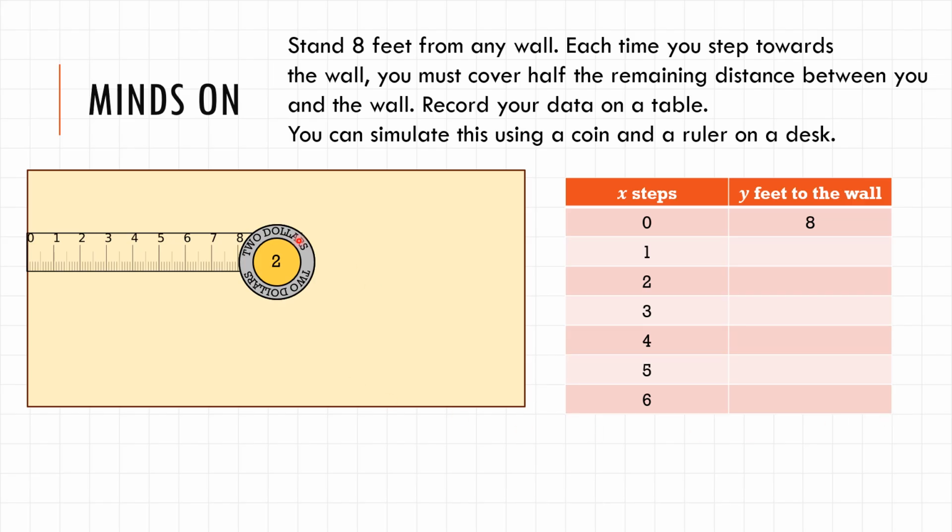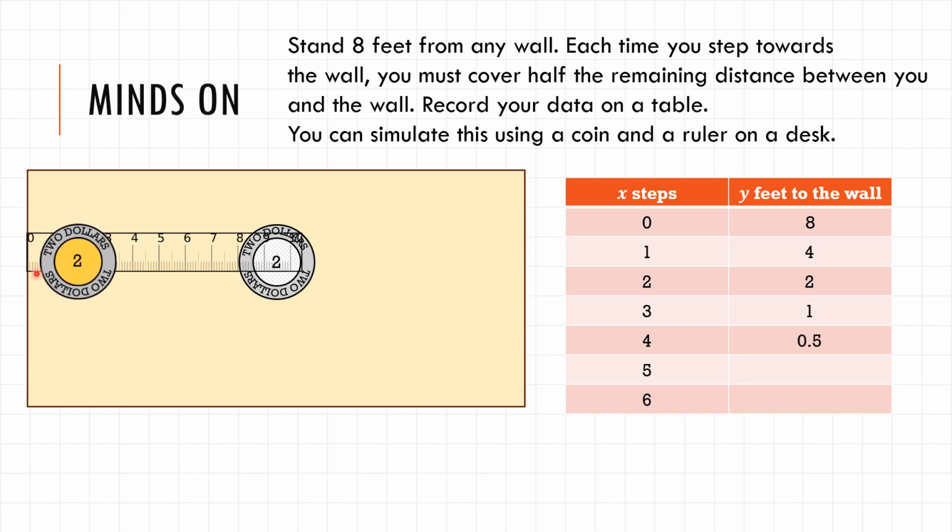Well, as I do this, and I'm going to do this using a simulation using a coin here, this coin starts here exactly 8 centimeters away from the edge. After one step, I'm going to move it all the way over to here so that half of 8, that's 4 centimeters, are remaining. If I take another step, again, half of 4 now is 2. So I've covered 2 centimeters, and now there are only 2 centimeters remaining. Or if you were taking steps towards the wall, 2 feet. Another step takes me to 1 centimeter remaining. Another step takes me to half a centimeter remaining.